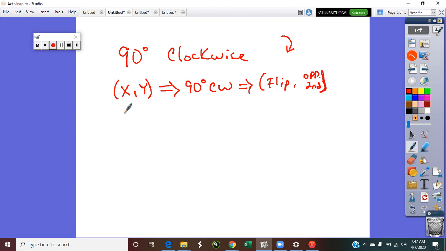So if I have, for example, let's use those same ones we used last time, 4, -3. If I have a 90 degrees clockwise rotation, the first thing I'm going to do is flip them. So I have -3 and 4. But my second one is going to be the opposite. So this 4 is no longer a 4. It's going to be the opposite, so it's going to be a -4. Let's take it to the graph and see how that works.